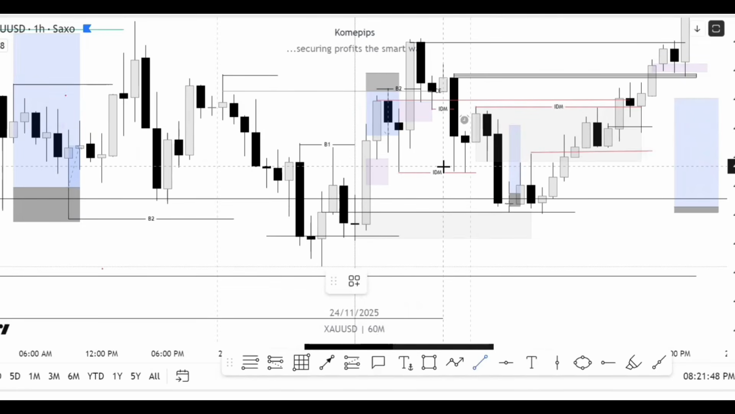But based on the Komepips MSNR model, how we trade it, we are going to look for our key level on 1 hour. Why? Can somebody tell me the reason? Because that's the 2x time frame. Okay, what is the 2x time frame? That's the breakout time frame. Exactly. Yes, breakouts. Yeah, thank you so much.